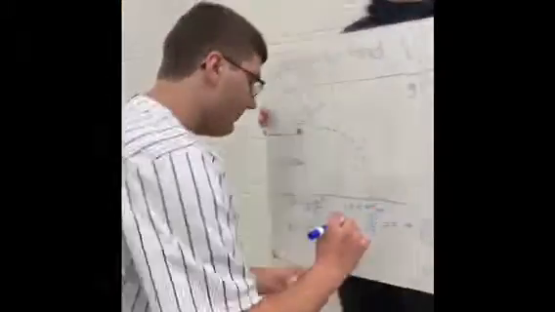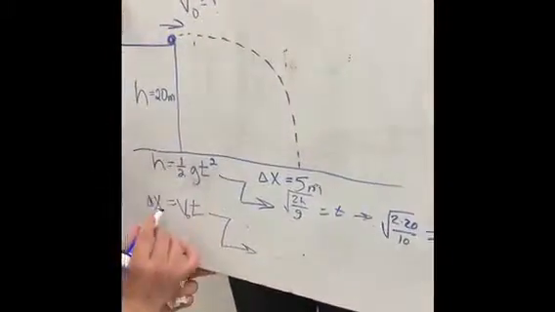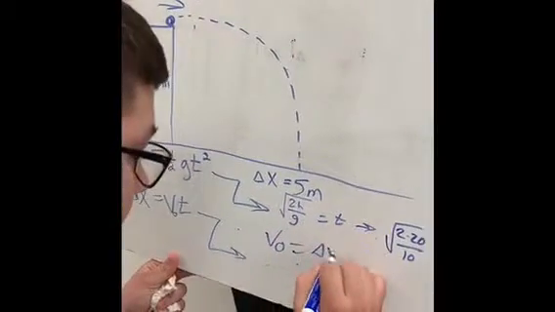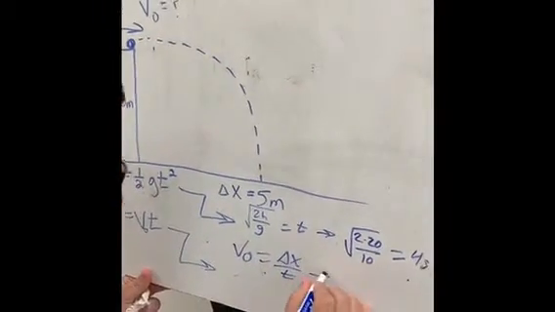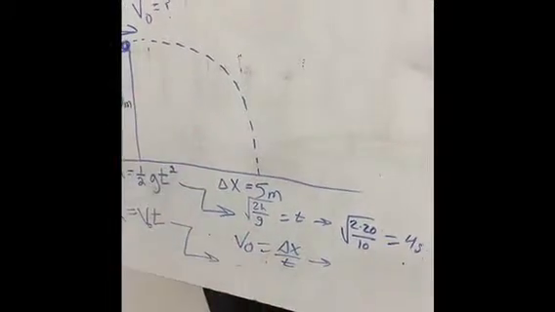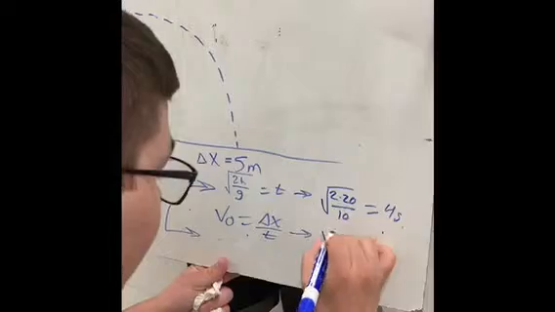Now that we know time, we can solve x equals v sub 0 t for v sub 0. Then we plug in the values that we've found, and we'll find the initial velocity.